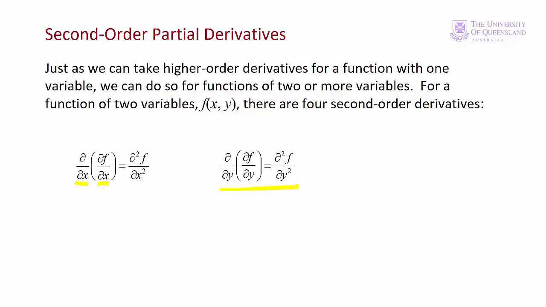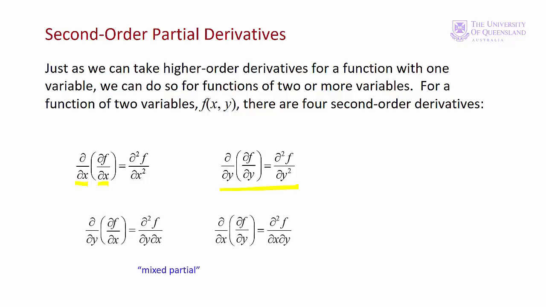There are also what are known as the mixed partial derivatives or mixed partials. If we take the first partial derivative of the function with respect to x, we can then differentiate it with respect to y. Here we have del f del x, and we can differentiate that function with respect to y, giving us del squared f del y del x. Similarly, if we have del f del y, we can differentiate that with respect to x and get del squared f del x del y.